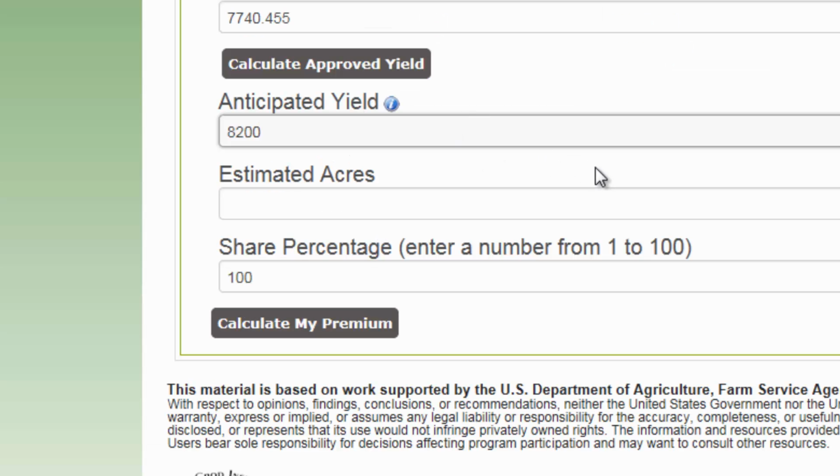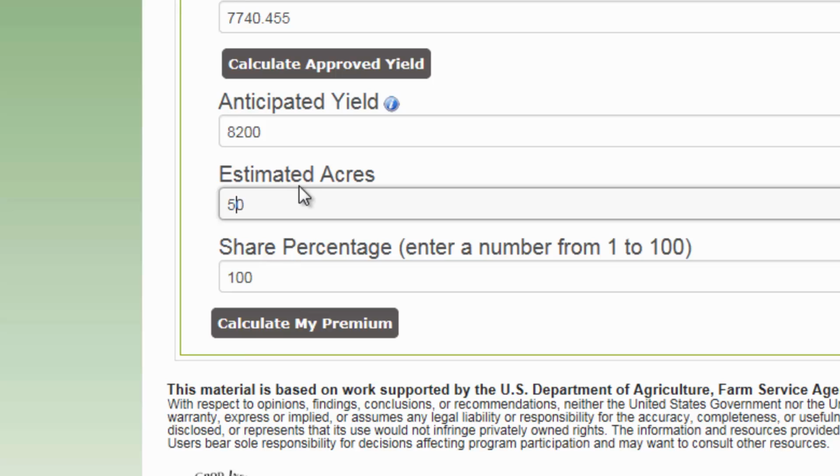You then have to put in some estimated acres. Let's start with 50 acres that you have of these tart cherries, and put in the real number. I know it's a fairly large amount, but next you look at share percentage. How much of this do you receive? We're going to go 100, but if there are multiple owners or multiple people sharing the risk of that crop, it may be different. At that point, you go calculate premium.